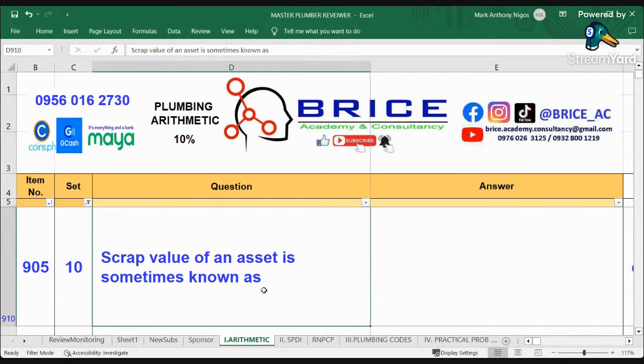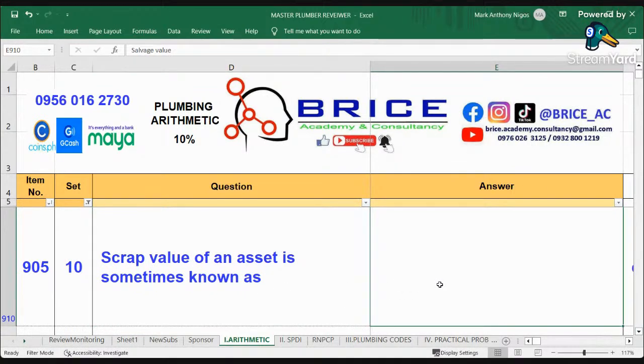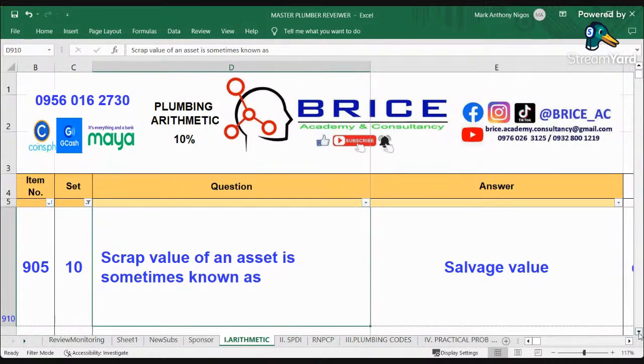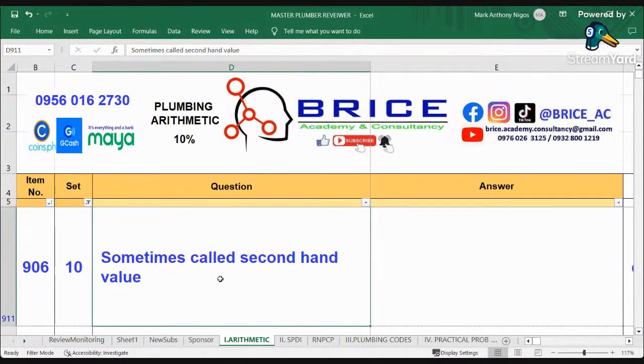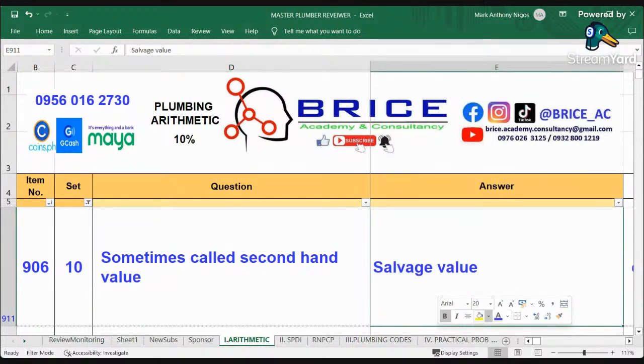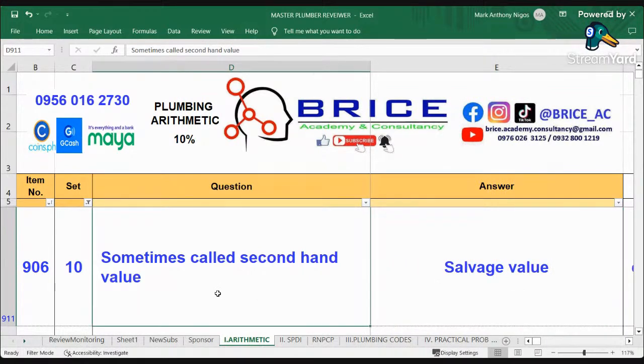905. Scrap value of an asset is sometimes known as what? The answer is salvage value. Scrap value of an asset is sometimes known as salvage value. 906. Sometimes called second-hand value. The answer is salvage value also. Sometimes called second-hand value. The answer is salvage value.